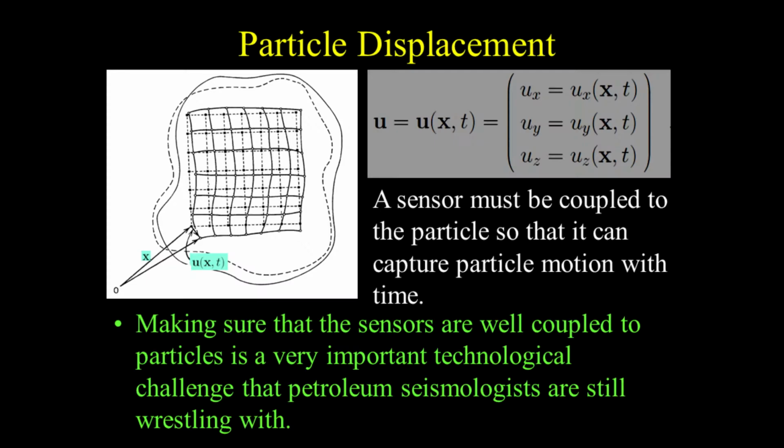For a given particle located at x in equilibrium, that is, t equals 0, its displacement at t is a vector. To measure the particle displacement, a sensor must be coupled to the particle so that it can capture particle motion with time.